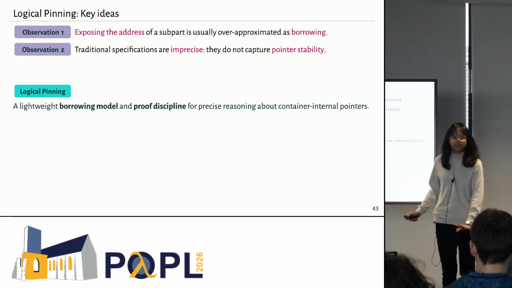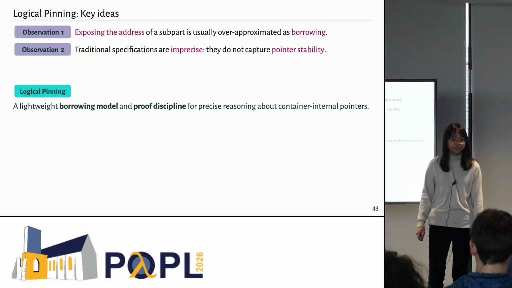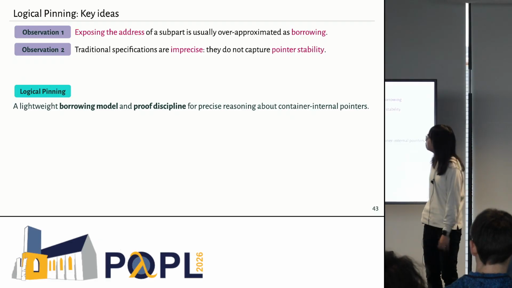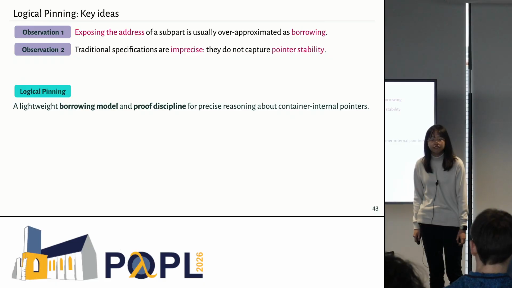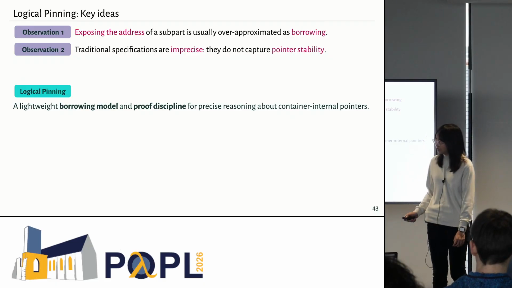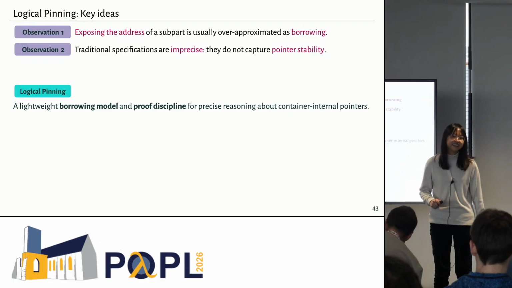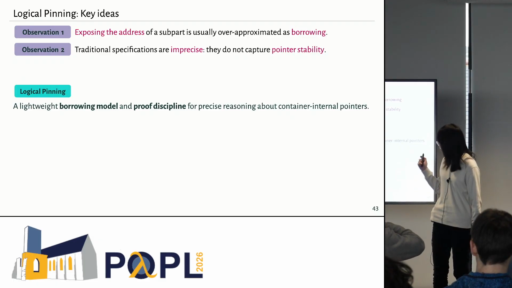So, based on these two observations, we propose logical pinning, which is a lightweight borrowing model and proof discipline for precise reasoning about containers with internal pointers. We have two key ideas, and I'm going to talk about them one by one.